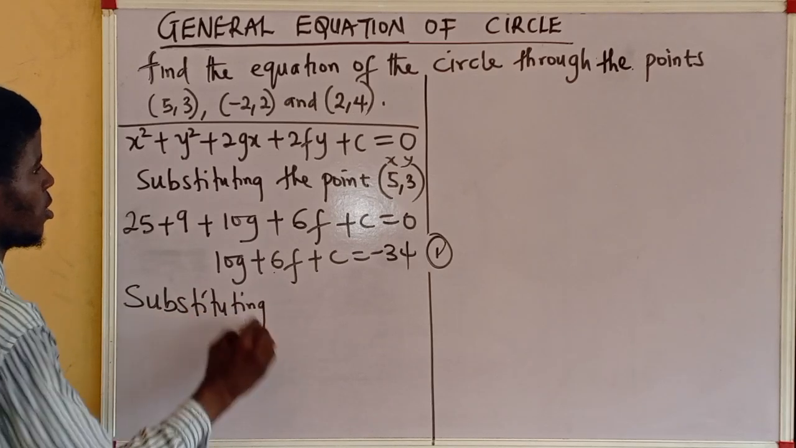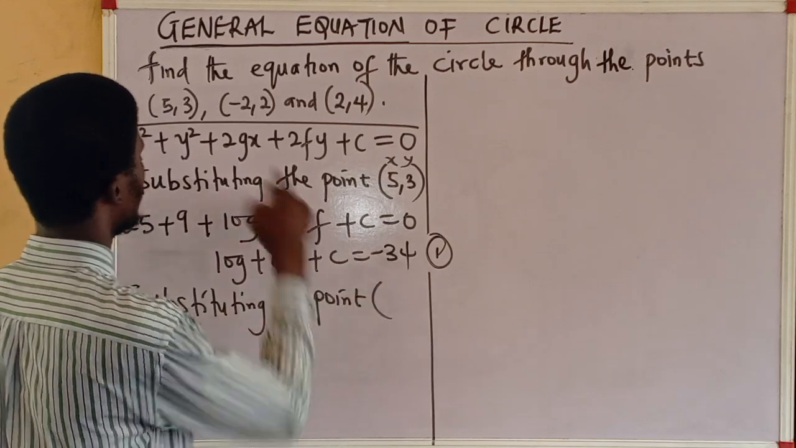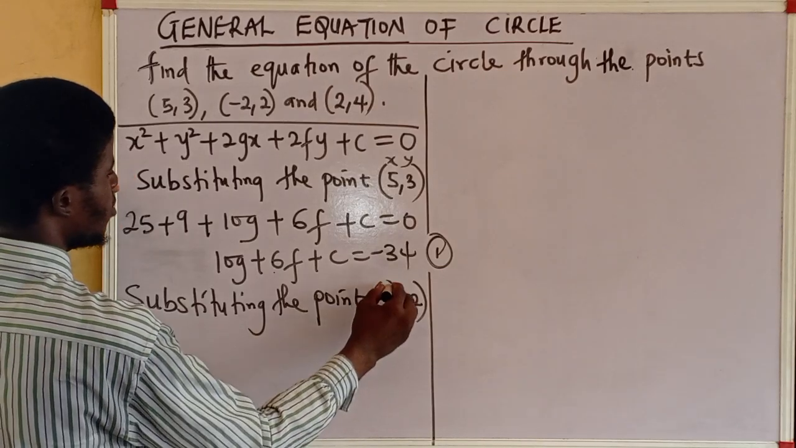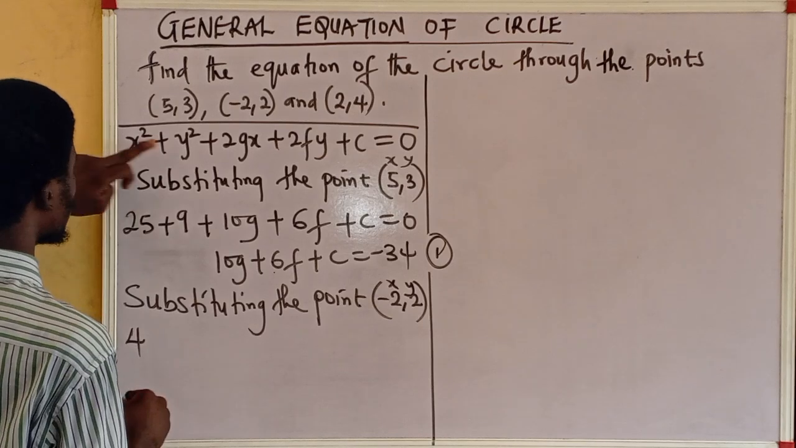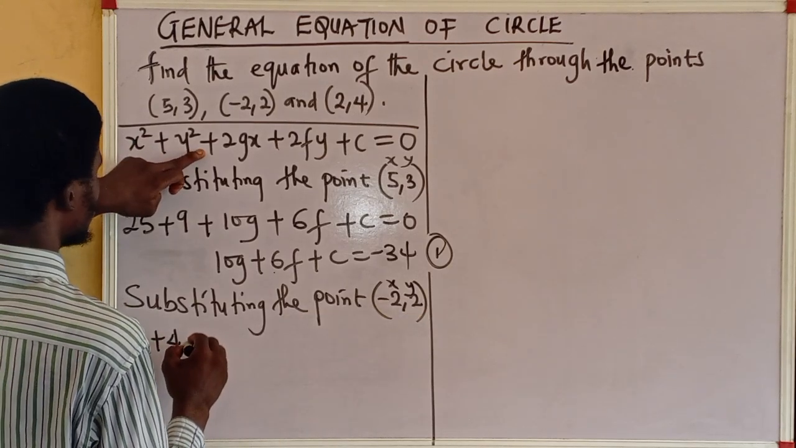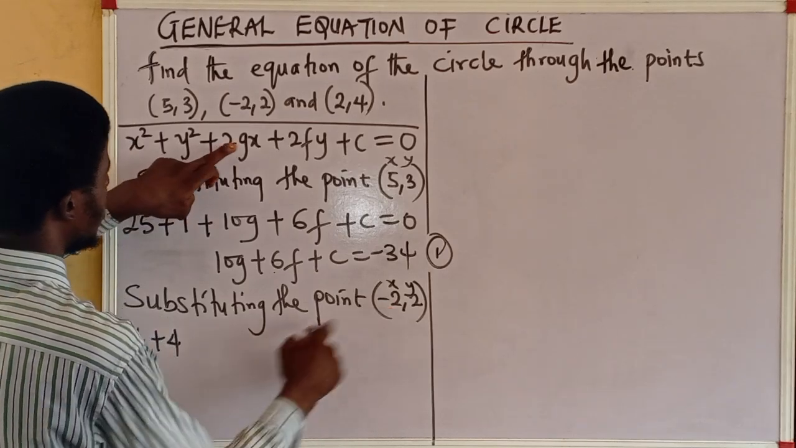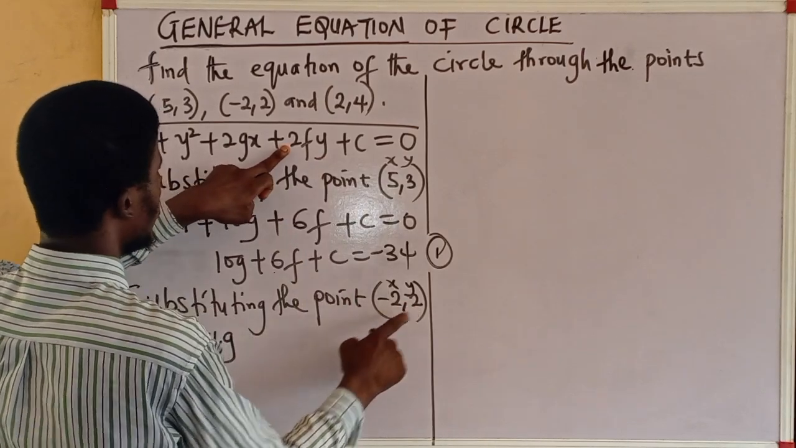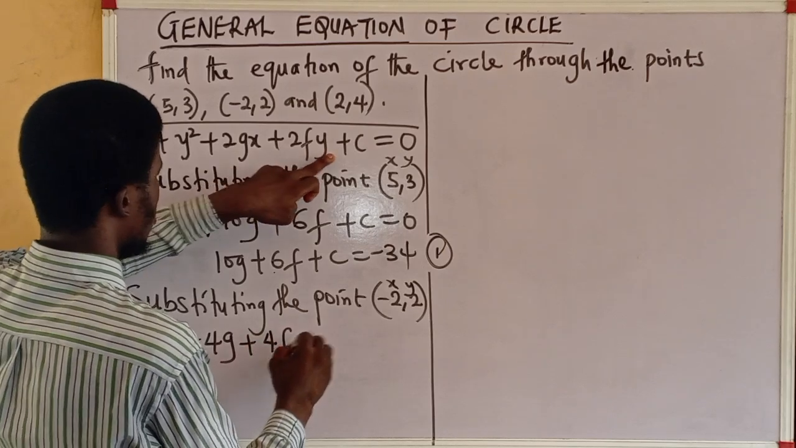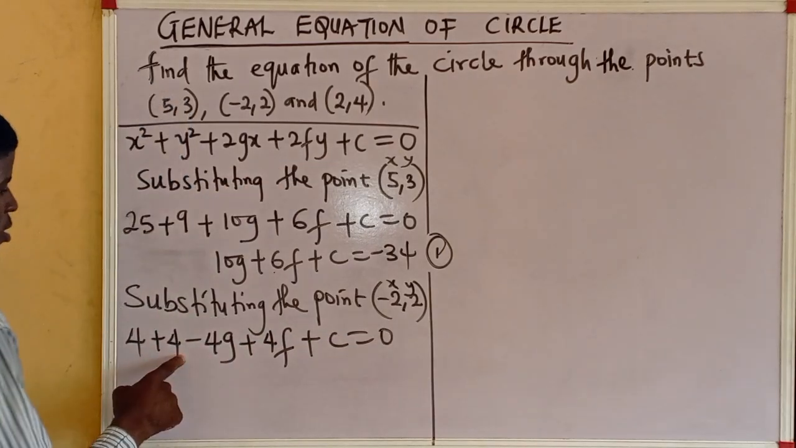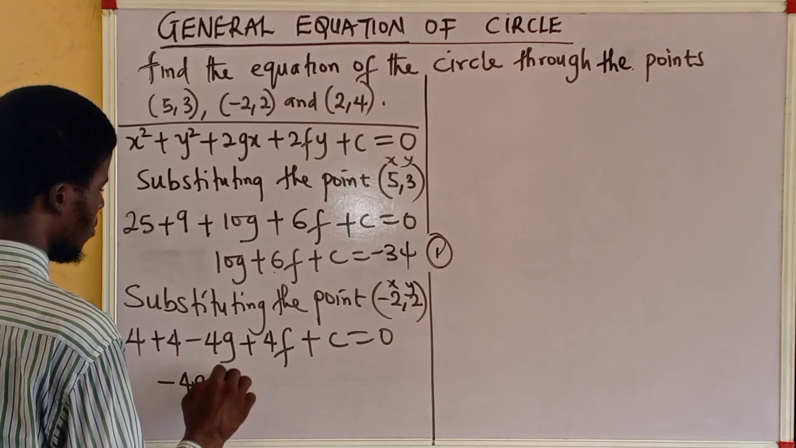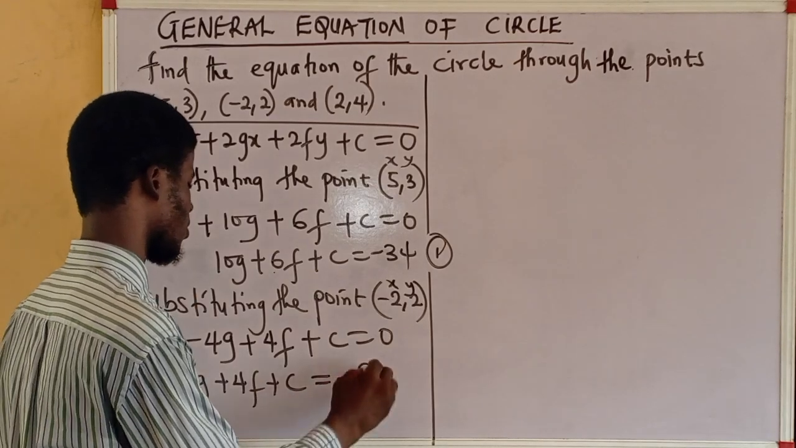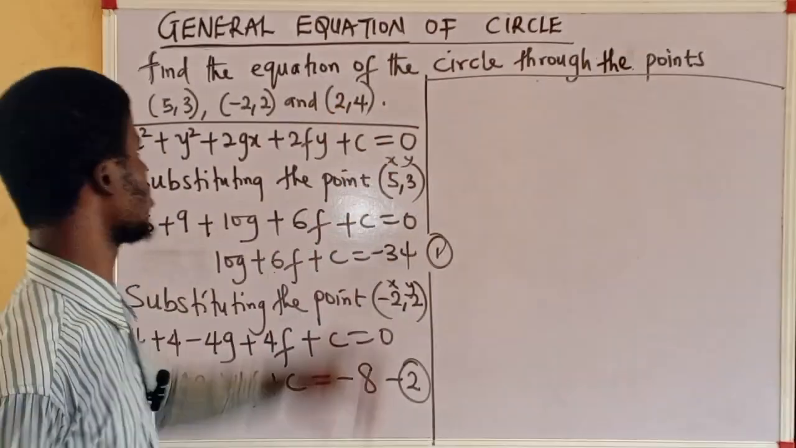Now let's substitute the second point. Substituting the point (-2, 2), x is minus 2, y is 2. So minus 2 squared is 4. 2 squared is still 4, plus 2 times minus 2 is minus 4, times g, minus 4g. 2 times 2 is 4, that's 2 times y, 4, then 4 times f, that's 4f, plus c equal to 0. 4 plus 4 is 8. So minus 4g plus 4f plus c will be equal to 8. If 8 crosses, it turns to minus. Equation 2.